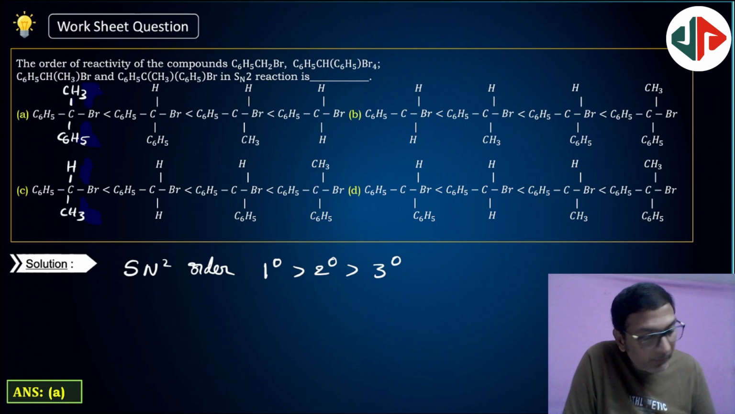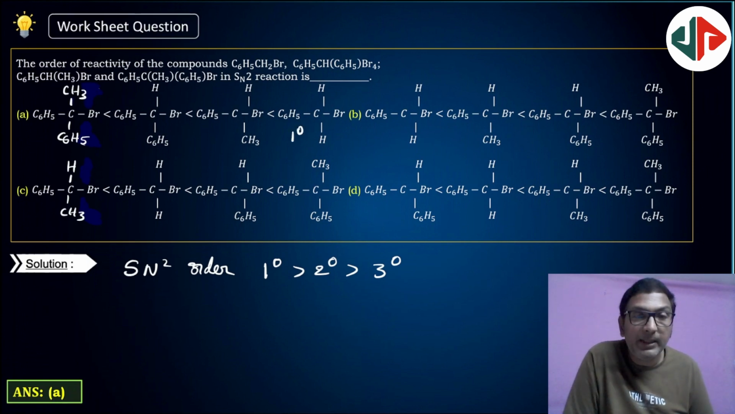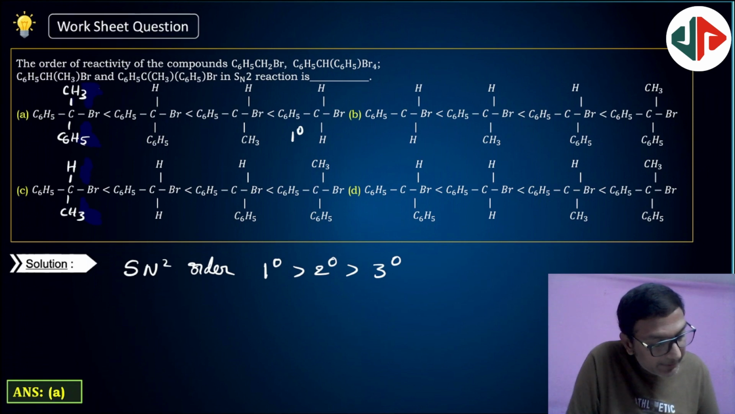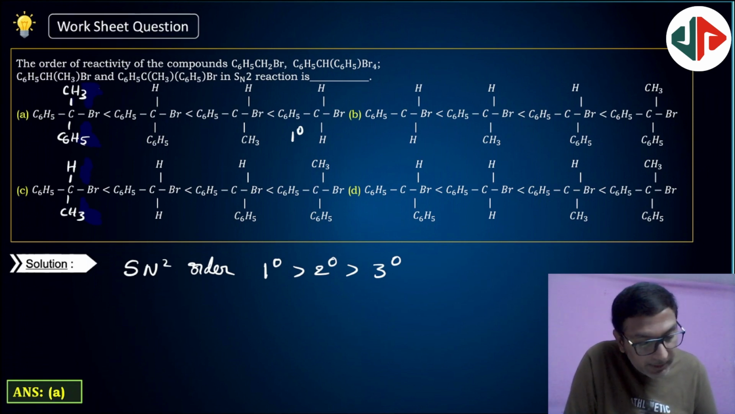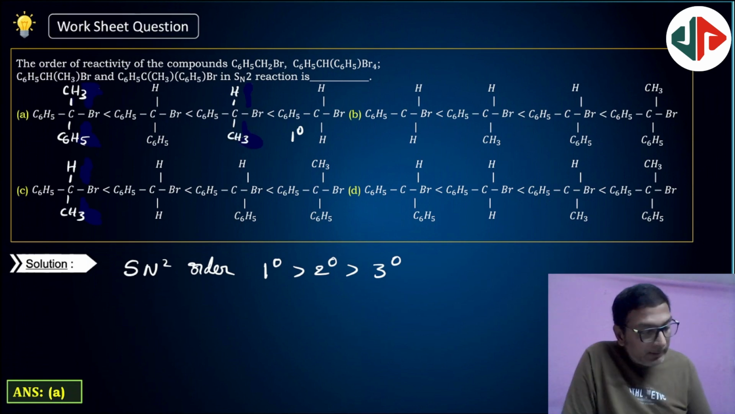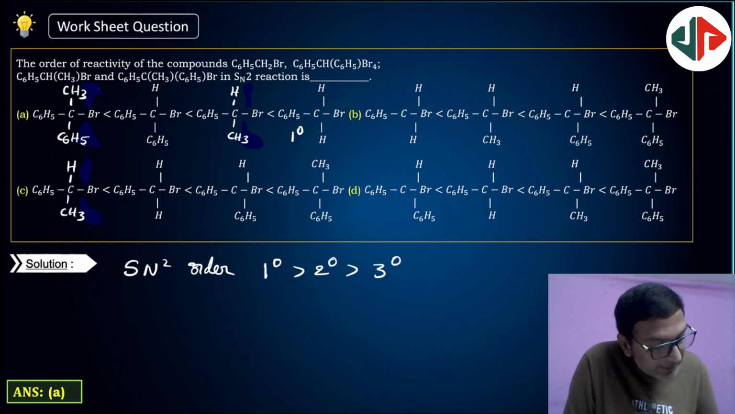Next. Check here first: primary. The first one is a primary alkyl halide. Next one, here it should be like this, H and CH3. Here H and here CH3. So the first one is primary. Next, secondary with methyl group. Next also secondary with phenyl group. Next, tertiary.